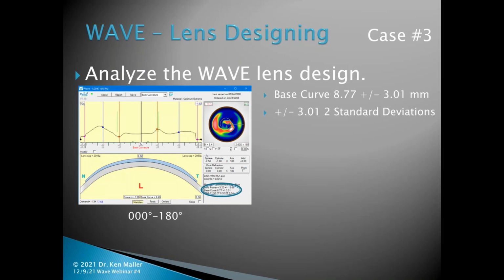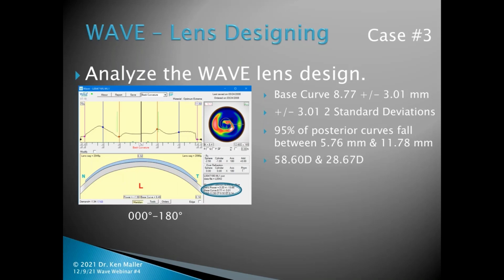What it means is that when WAVE summarizes that particular number for base curve, the first number, the 8.77, is the median base curve, and then the plus or minus 3.01 are 2 standard deviation units of what curvatures are being created over the rest of the dimensions of this lens. So that means that 95% of the curves contained on the back surface of this lens are going to fall between a radius of 5.76 and 11.78 millimeters of curvature.